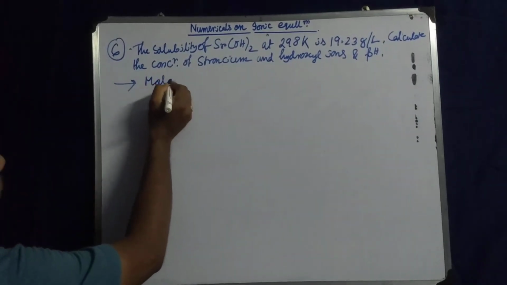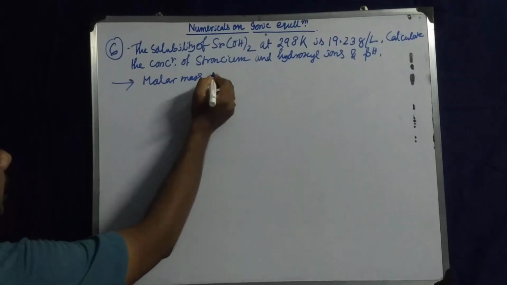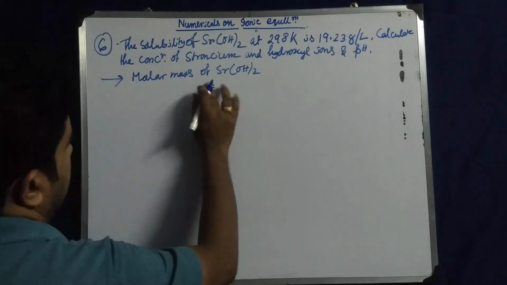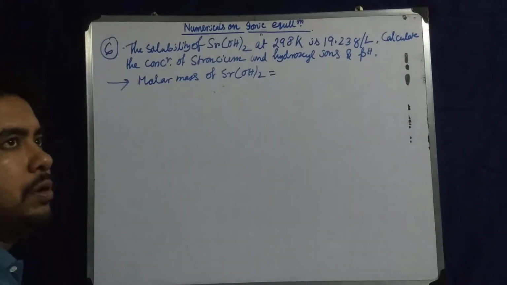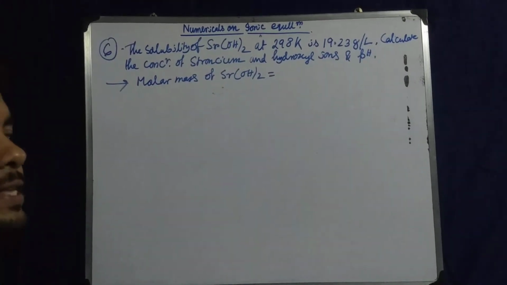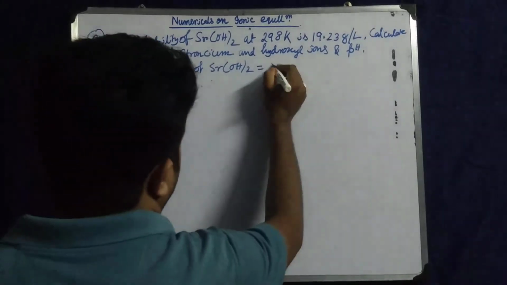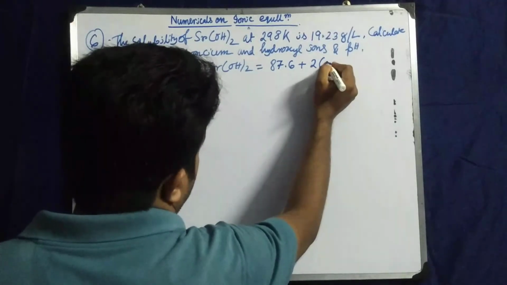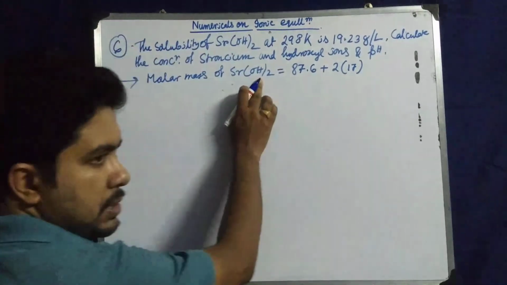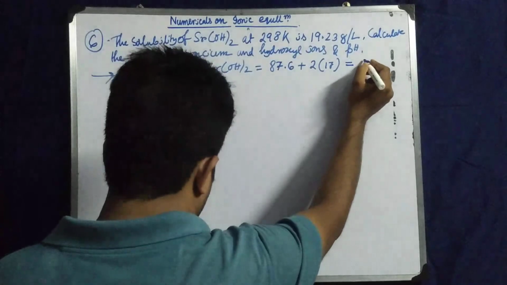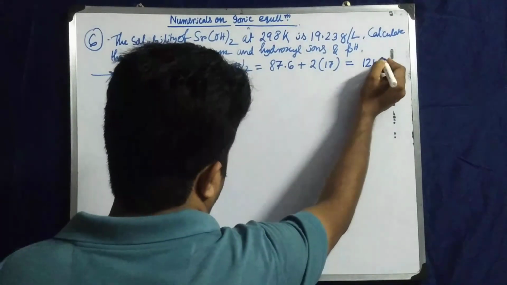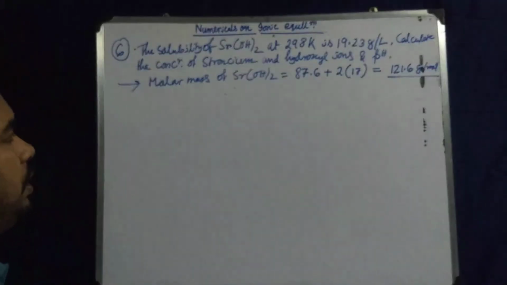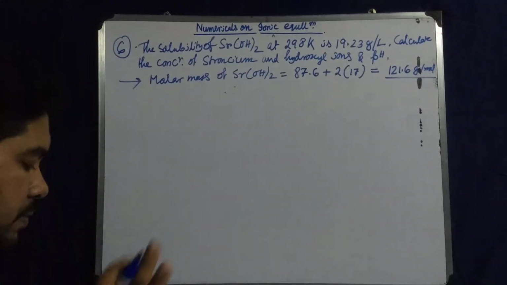At first we have to calculate the molar mass of Sr(OH)2. I hope that you know strontium is 87.6. Very good. So it will be 87.6 plus 2 into 17. 16 plus 1, 17. We know that. So it will be 121.6 gram per mole. Okay, that is the actual molar mass of strontium hydroxide.